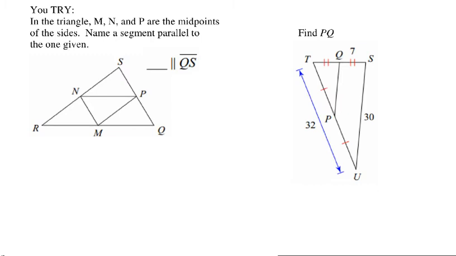Okay, so in the first one, if you look at your picture, QS is right here, so the side that would be parallel to it would be MN. Next, for the second picture, let me switch colors. So if we know that SU is 30, then PQ should be half of it, so that would be 15.